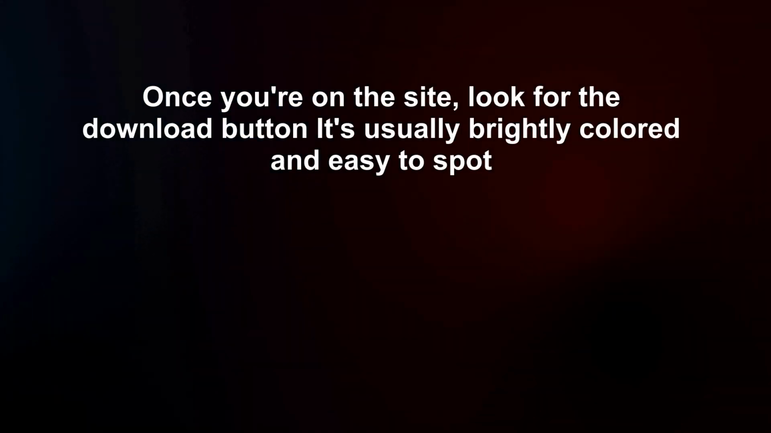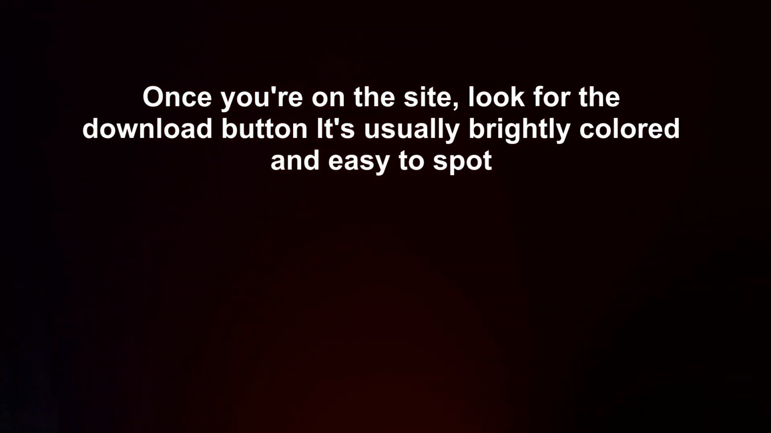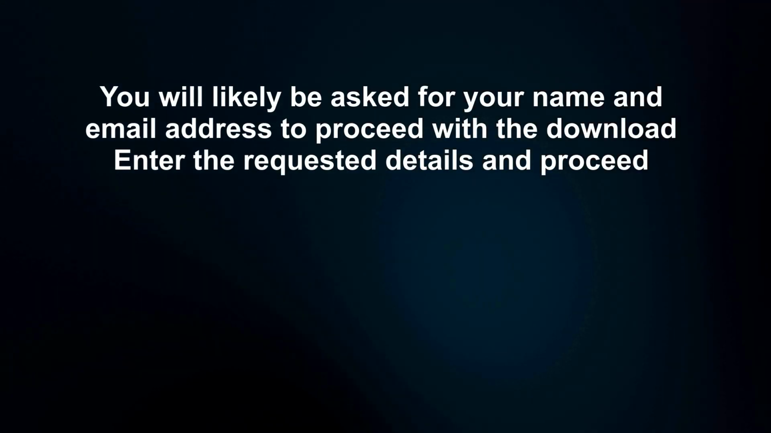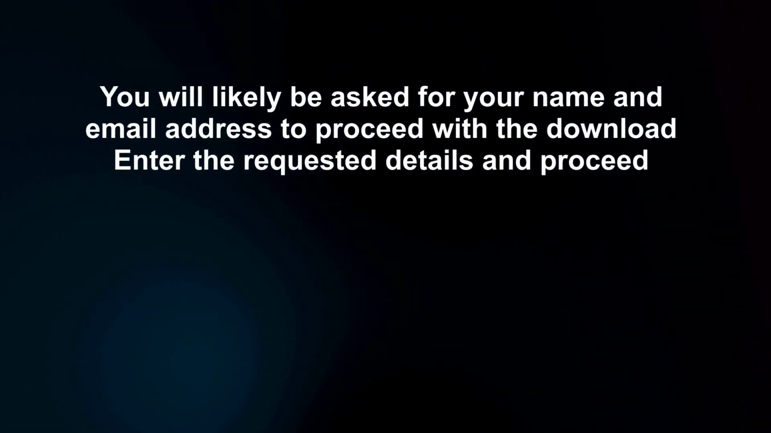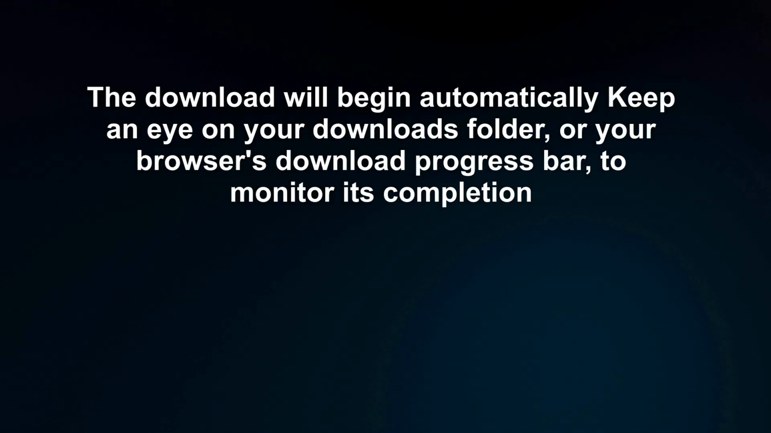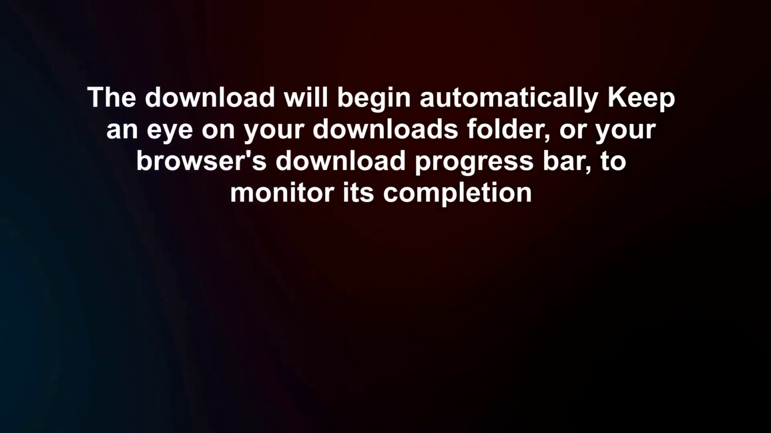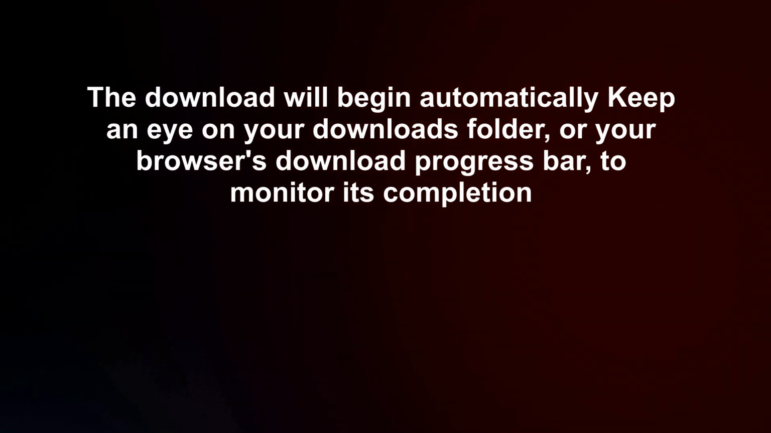Once you're on the site, look for the download button. It's usually brightly colored and easy to spot. You will likely be asked for your name and email address to proceed with the download. Enter the requested details and proceed. The download will begin automatically. Keep an eye on your downloads folder or your browser's download progress bar to monitor its completion.